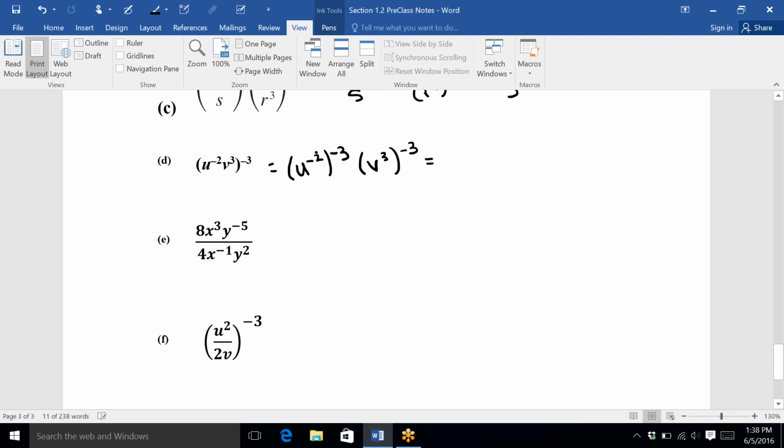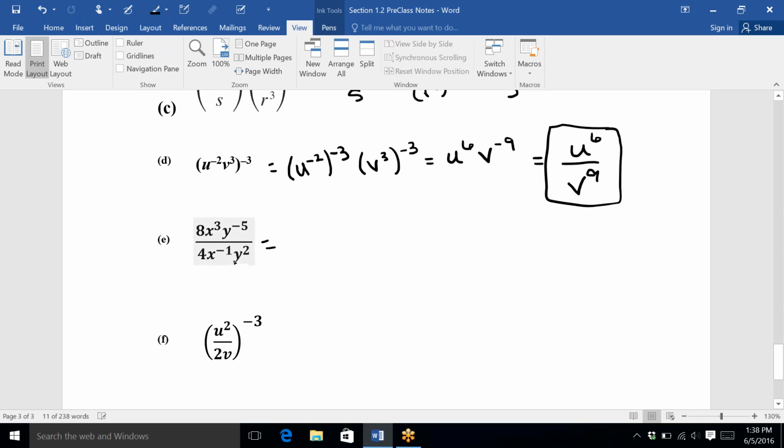And the reason that's nice is because when you do power on the first base, -2 times -3 is +6. But we do get 3 times -3 for v, so that would be -9. Because all answers in the final must be positive, we have to realize that the v is in the wrong location of the fraction. Once it moves to the denominator, the power is then positive. So u to the 6th over v to the 9th.